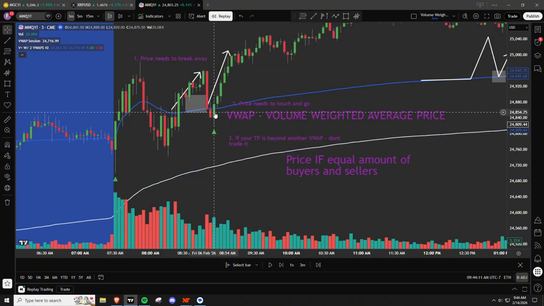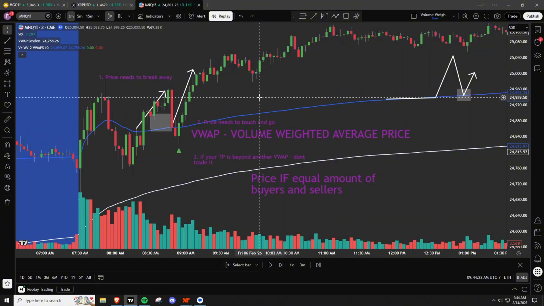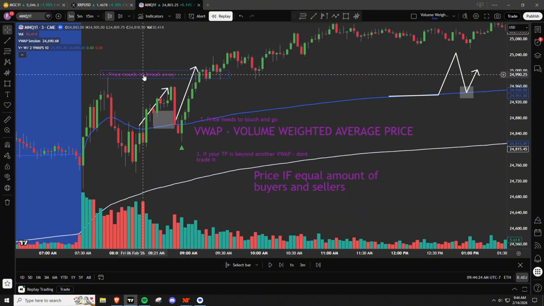If this candle closes below the VWAP, I'm not going to take it. We're on the wrong side of it. So I know there's a lot of information, so let's go see if we can find another one.